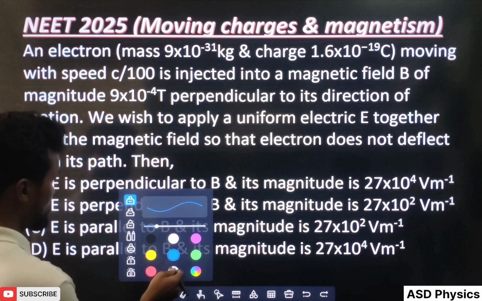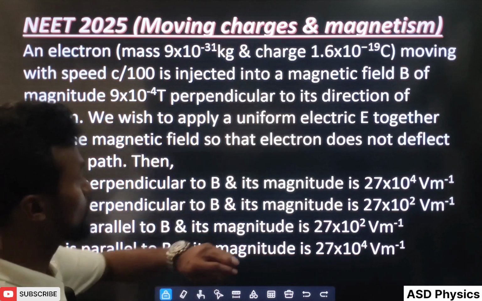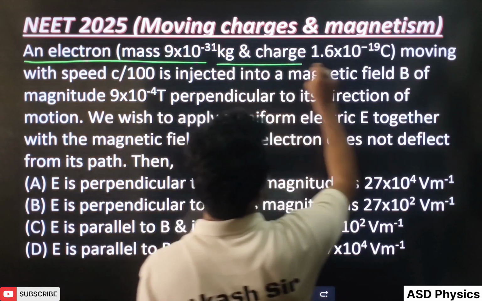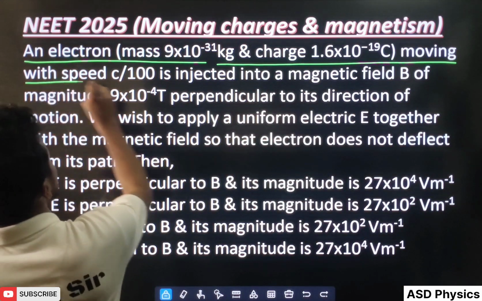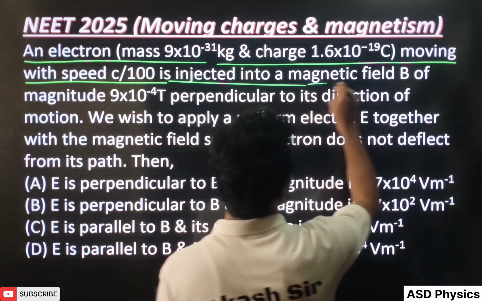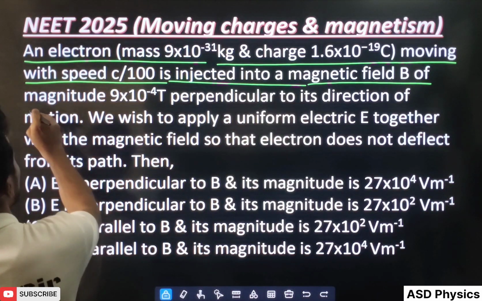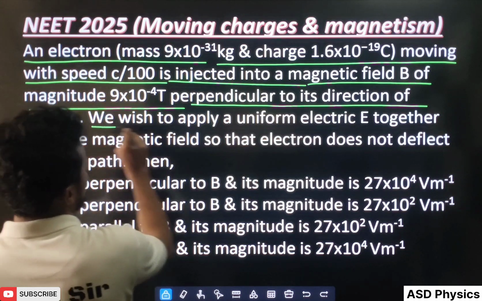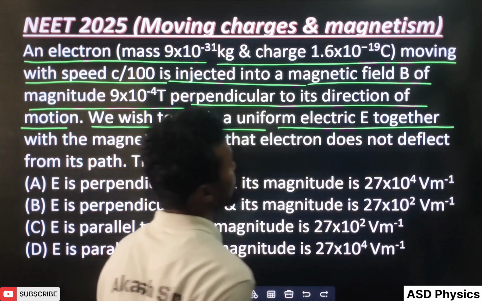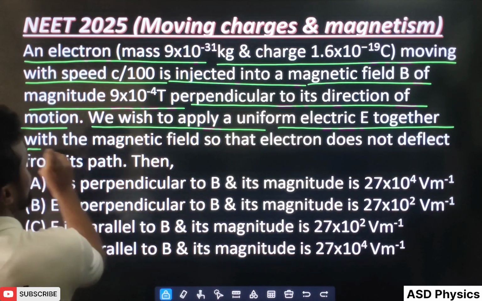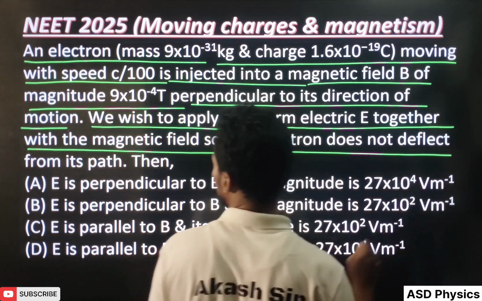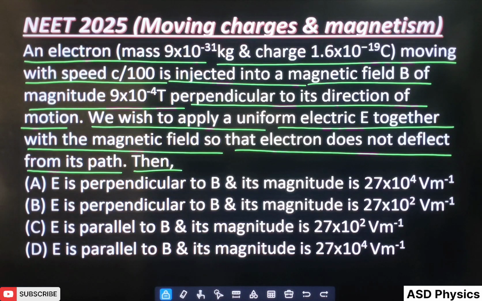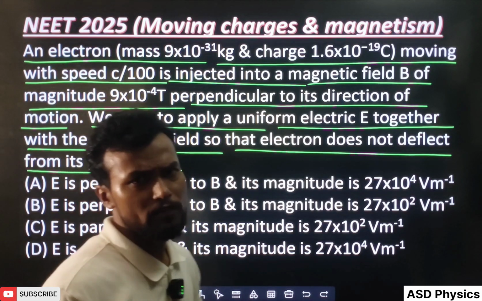Next one, kindly see here students, this is a question from moving charges and magnetism. The question is: an electron of mass this and charge this, moving with speed c by 100, is injected into a magnetic field B of magnitude this one, perpendicular to its direction of motion. We wish to apply a uniform electric field together with the magnetic field so that the electron does not deflect from its path. Then which option is correct? So this question belongs to the chapter velocity selector.